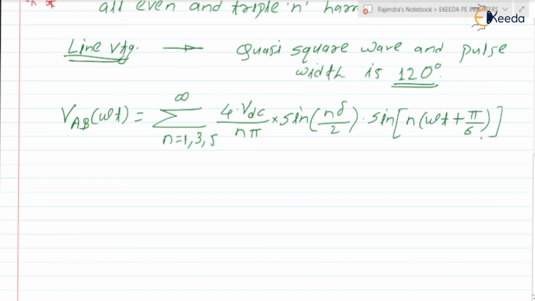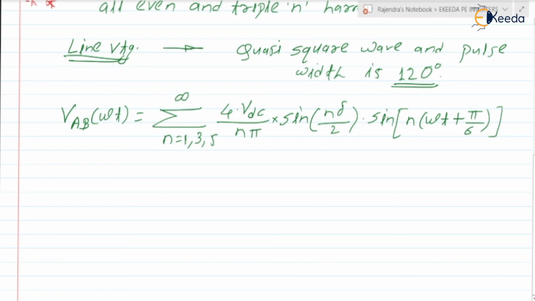If you check the V0 we have considered while discussing the single pulse width modulation technique, and here the VAB waveform, you will understand VAB is leading that waveform by angle pi by 6. So it is n into omega t plus pi by 6. Is this clear? This is VAB of omega t. One more important thing, here delta is 120 degree, so we can directly put 120 degree here.